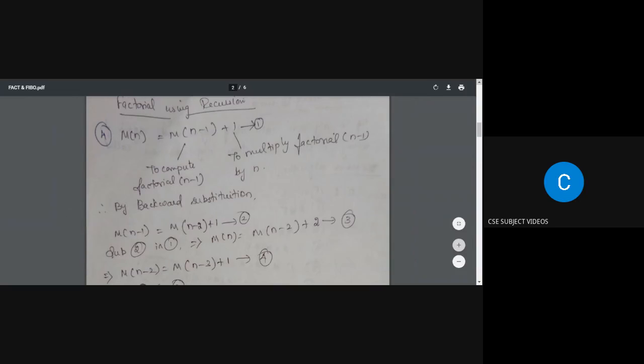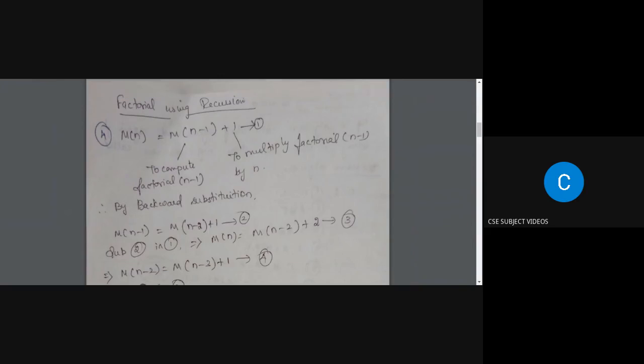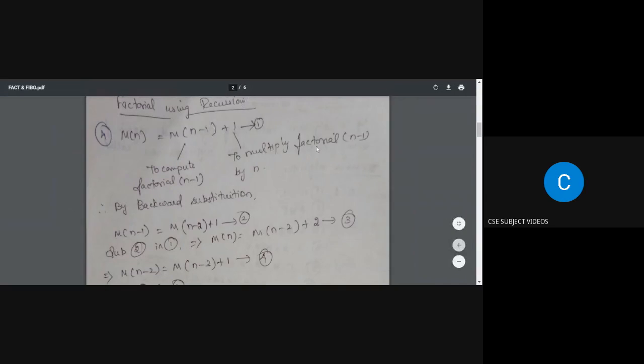M of n equals m of n minus 1 plus 1. So why are we going with n minus 1? M of n minus 1 is nothing but to compute the factorial of n minus 1. For example, 5 factorial equals 4 factorial into 5, next 3 factorial into 4 into 5. So that is n minus 1. So m of n minus 1 plus 1. What is the plus 1 here? To multiply the factorial of n minus 1 by n, we need 1 unit of time.